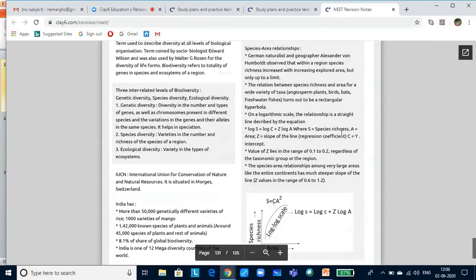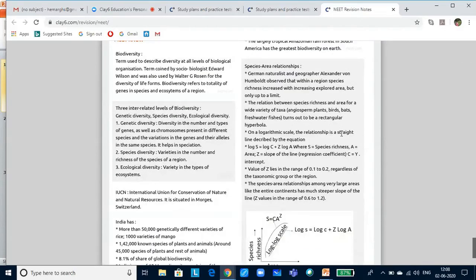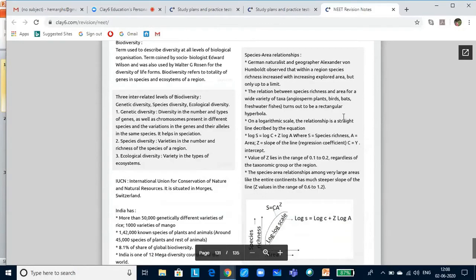Now let us look into the species-area relationship. German naturalist and geographer Alexander von Humboldt observed that within a region, species richness increased with increase in explored area, but only up to a limit. The relationship between species richness and area for a wide variety of taxa, like angiosperms, plants, birds, bats, and freshwater fishes, turns out to be a rectangular hyperbola.